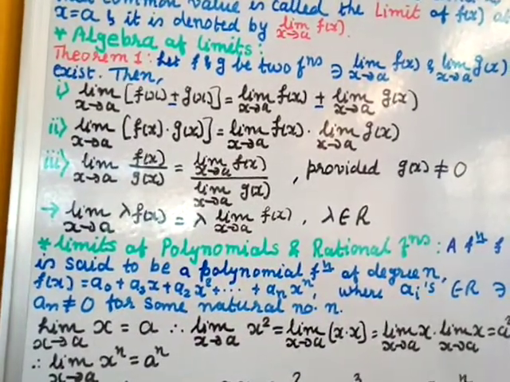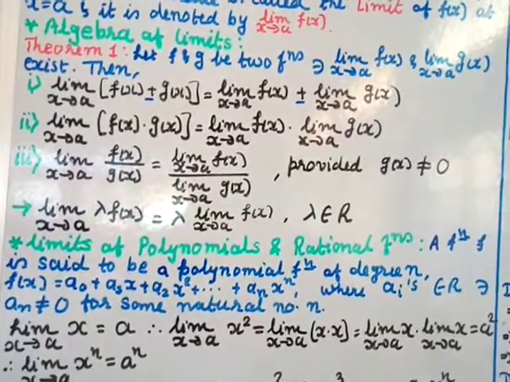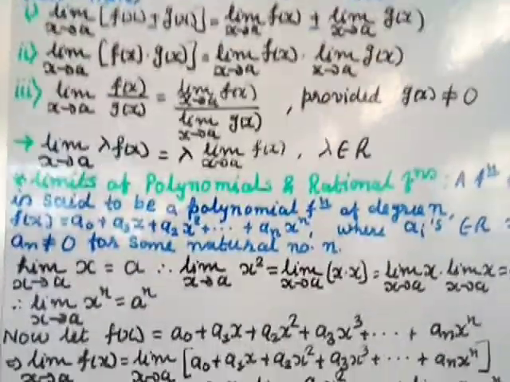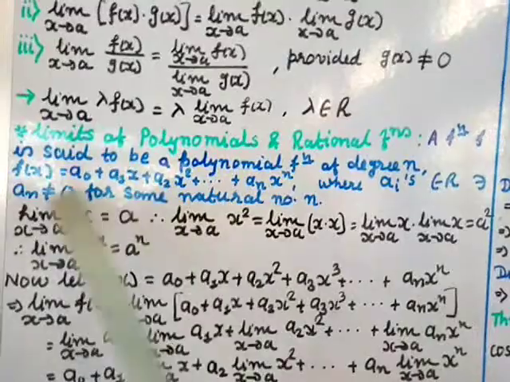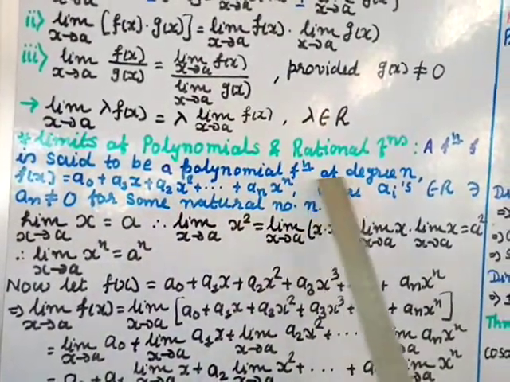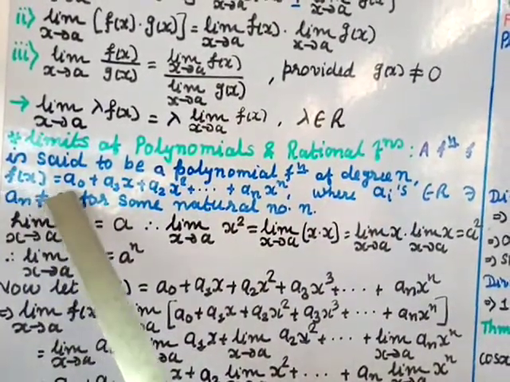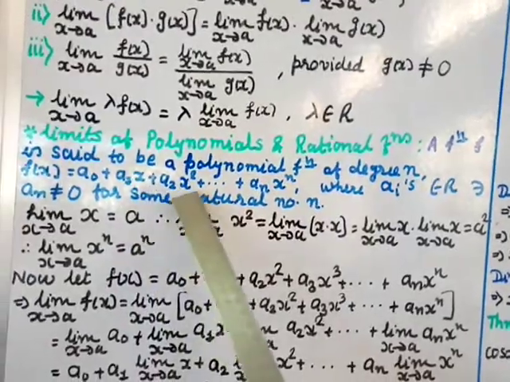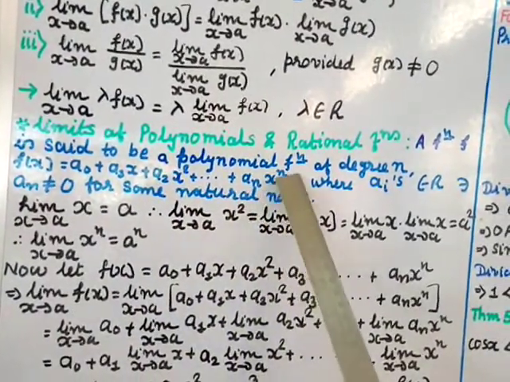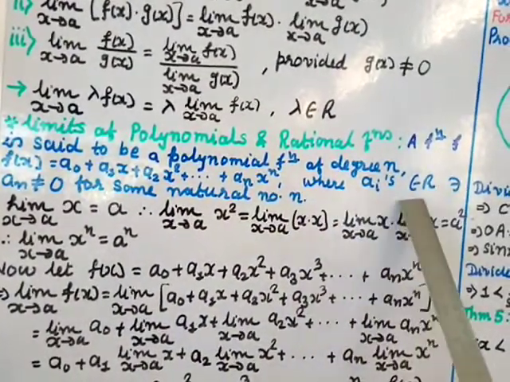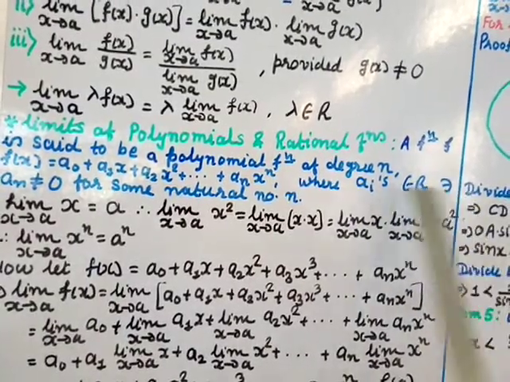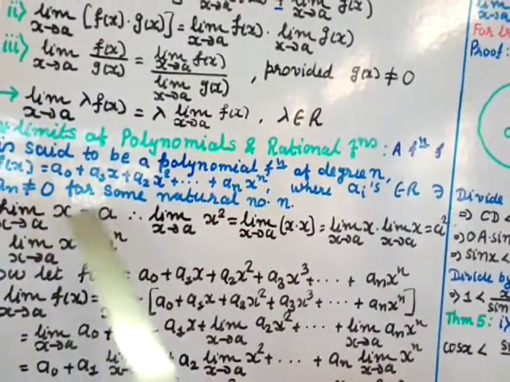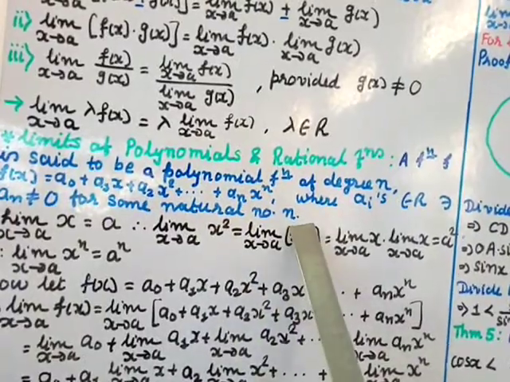Limits of polynomials and rational functions. First we'll define the polynomial function. A function f is said to be a polynomial function of degree n if f(x) equal to a0 plus a1x plus a2x square plus up to plus an x power n, where all ai's are real numbers belonging to R, such that an is not equal to 0 for some natural number n.